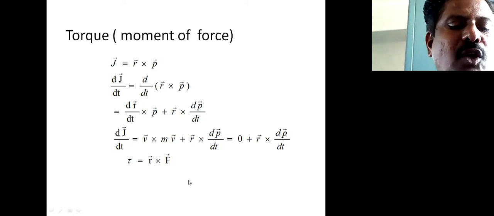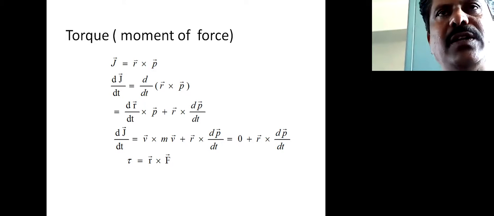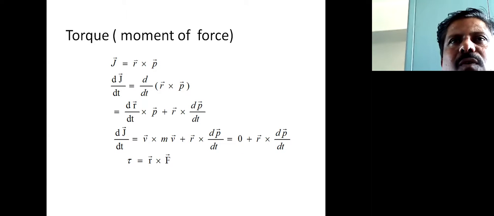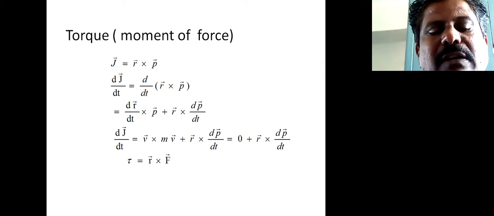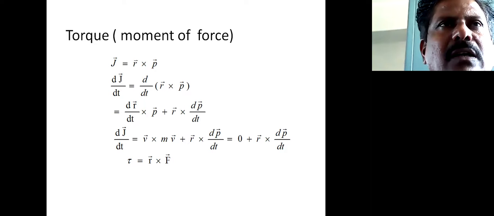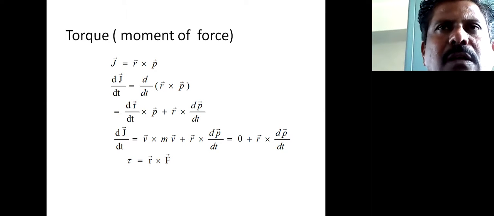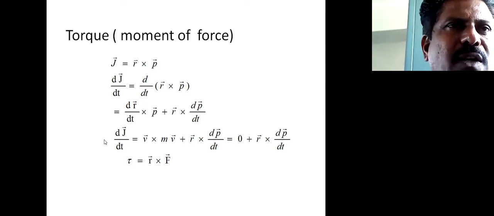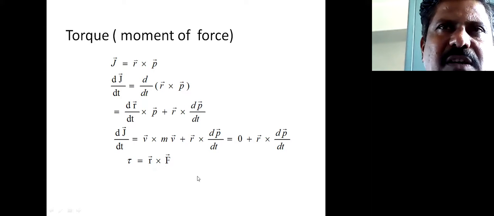So here the torque is equal to the moment of the force about the given point. From this, what we conclude is that torque is the moment of the force about a given point. And here the torque is a vector quantity. The SI unit of torque is Newton meter, since force is in Newton and distance r is in meter. That's why Newton meter.